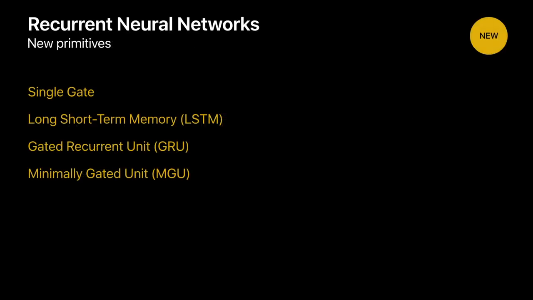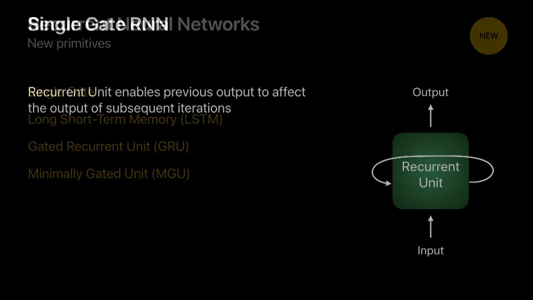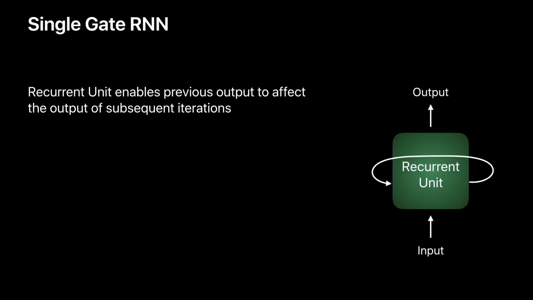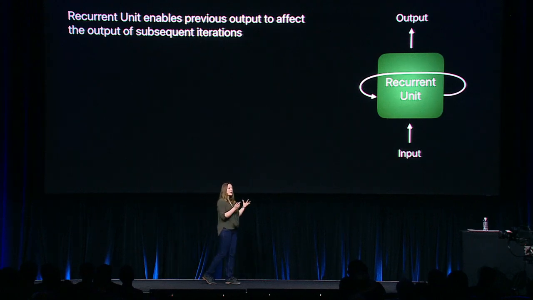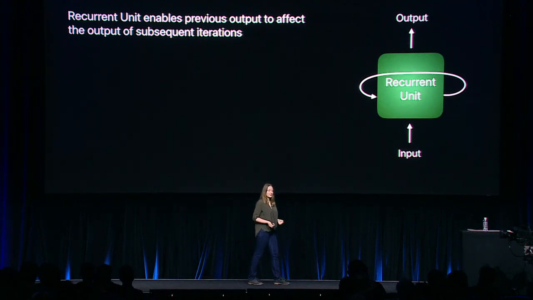And we support a number of different variants of RNNs: the single-gate RNN, the long short-term memory RNN, or LSTM, and multiple variants of LSTMs, the GRU and the MGU. So let's talk about the simplest kind of RNN, the single-gate RNN. The single-gate RNN has a recurrent unit, which enables the previous output of an RNN to affect the output of the subsequent iterations of the same RNN.